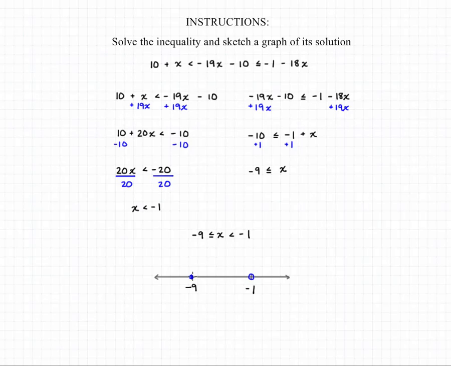Then we want to include points to the left of negative 1. So we fill in our line by meeting both of those requirements. We pick all of the points that are to the right of negative 9 and the left of negative 1. And that, all put together, is our final answer.